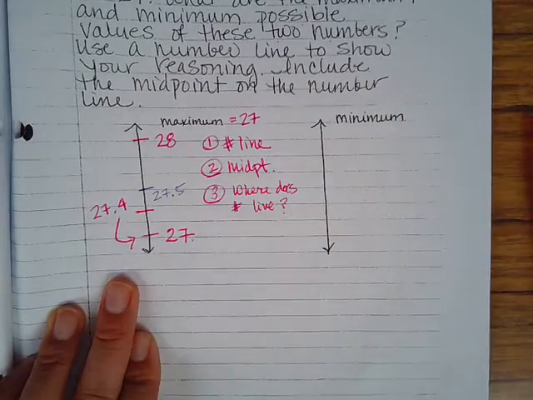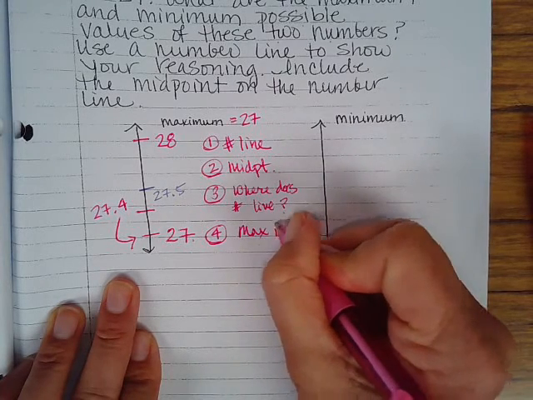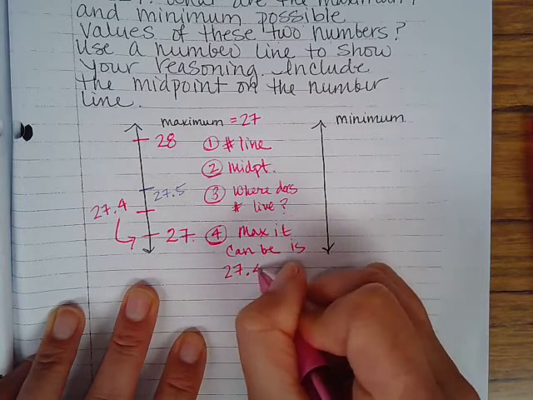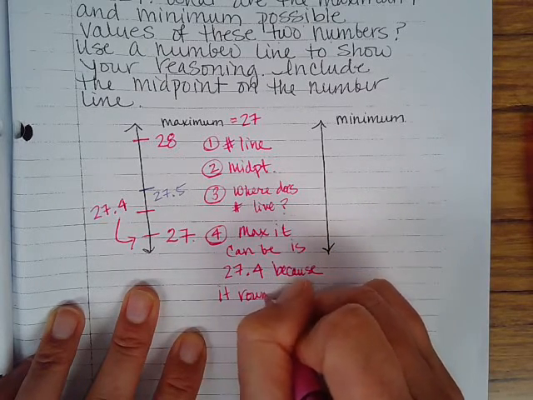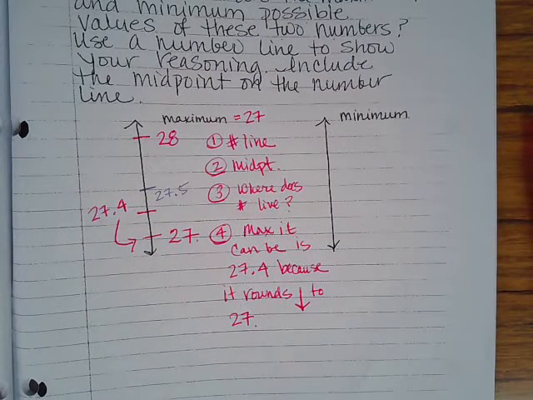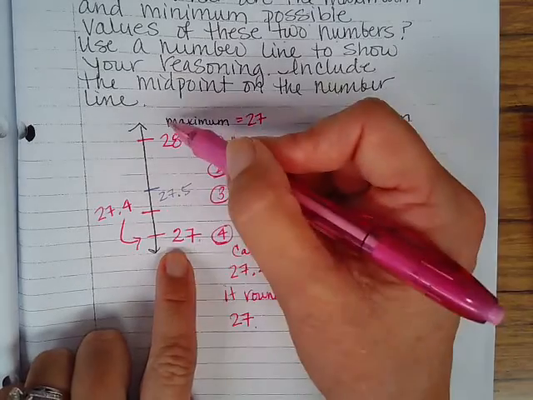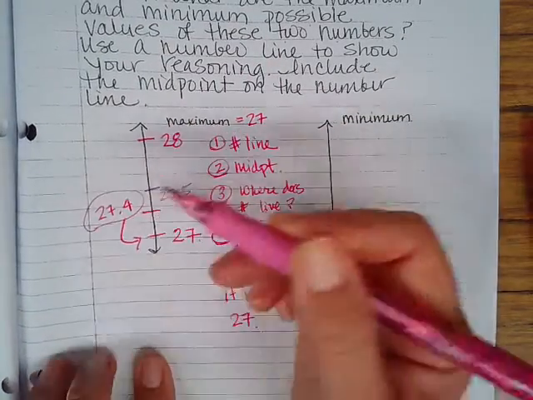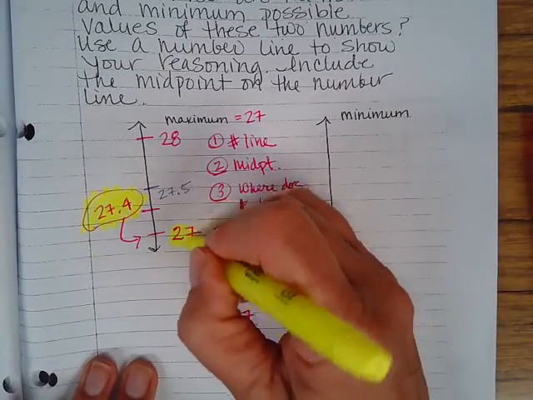So, step 4, the max our questionable number can be is 27.4 because it rounds down to 27. We're looking for the maximum you can run up to before it would switch over. The maximum the number could be before it would switch over would be 27.4. 27.4 is the maximum this mysterious number could be and still round to 27.